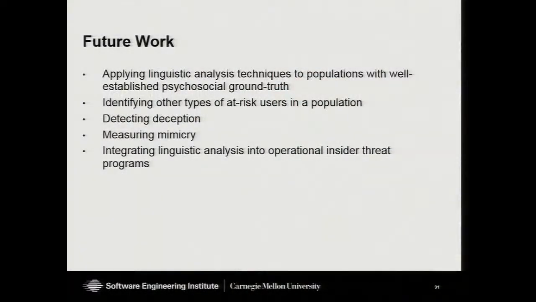But we'd like to identify other types of at-risk users in a population. Suppose that it wasn't just the insider you were trying to detect, but suppose you could detect when somebody was vulnerable to a particular type of approach, particular type of persuasion. Right? Wouldn't that be interesting if you knew that your adversary was going to present that certain type of persuasion and you knew who your vulnerable people were? We'd like to look at detecting deception and measuring mimicry and integrating that into operational programs.